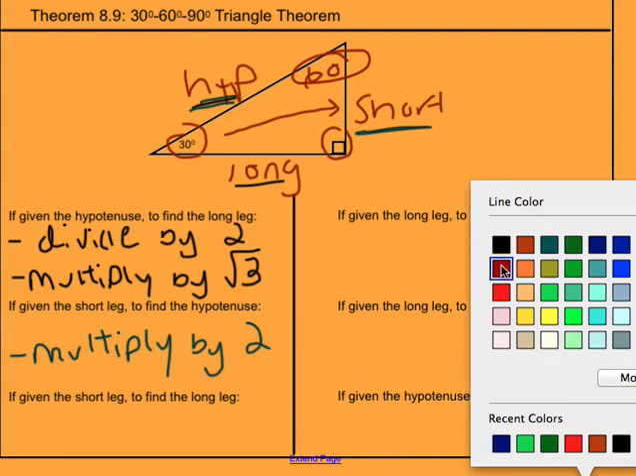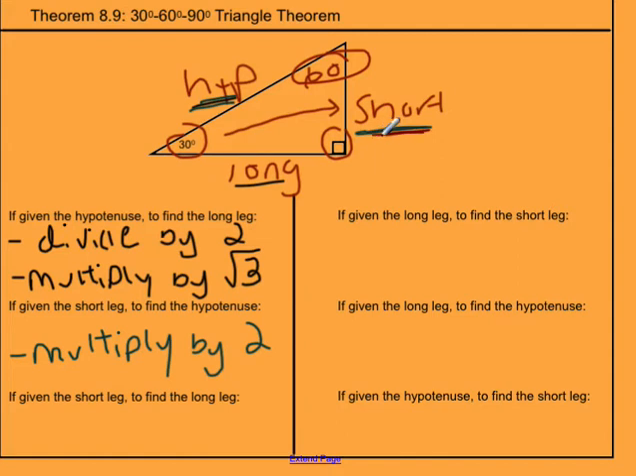Next, if you're given the short and you want to find the long, you're going to multiply by the square root of 3. Again, remember, I want those simplified radicals. You can put the decimal answer, but I do want to see that simplified radical as well.